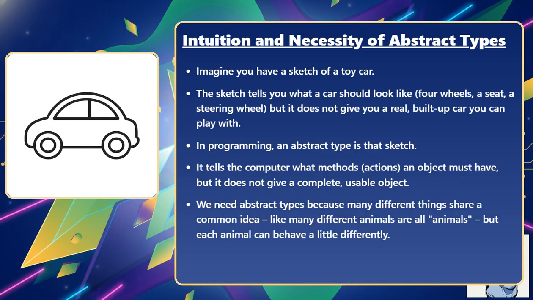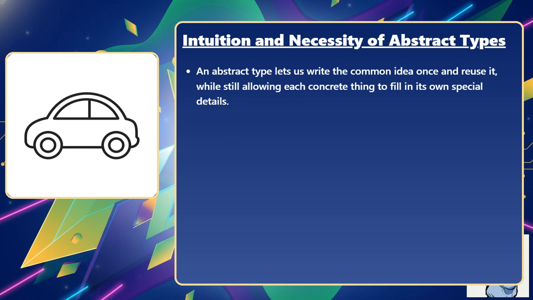We need abstract types because many different things share a common idea, like many different animals are all animals, but each animal can behave a little differently. An abstract type lets us write the common idea once and reuse it, while still allowing each concrete thing to fill in its own special details.